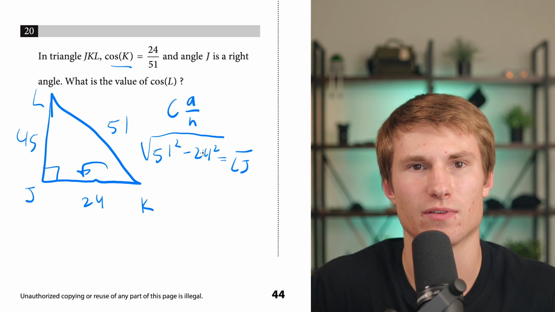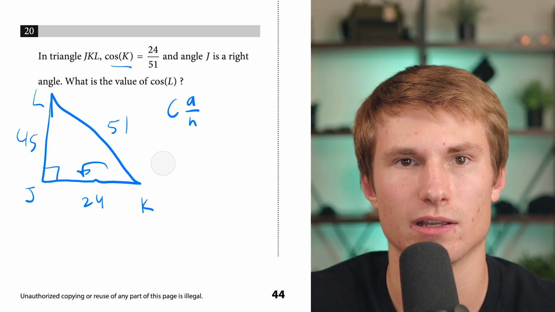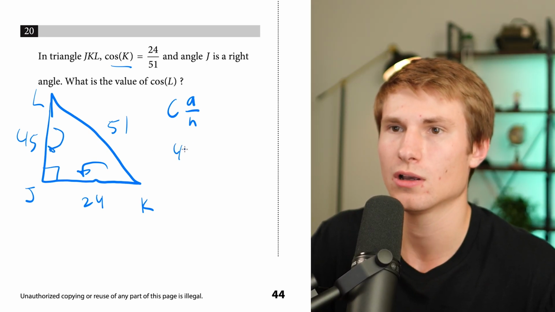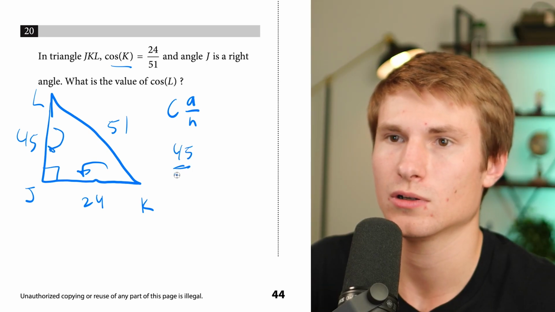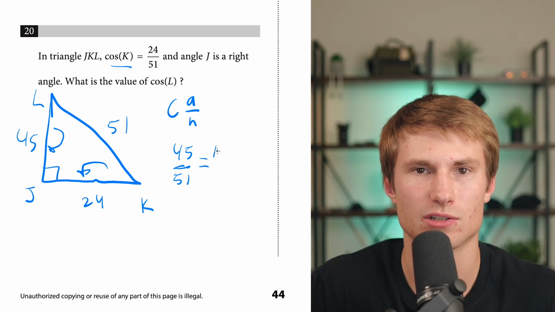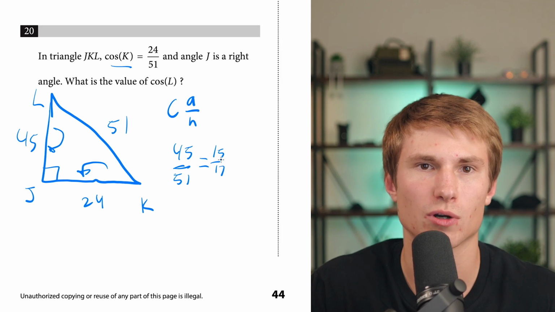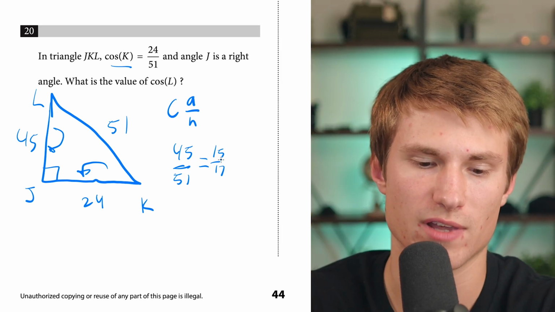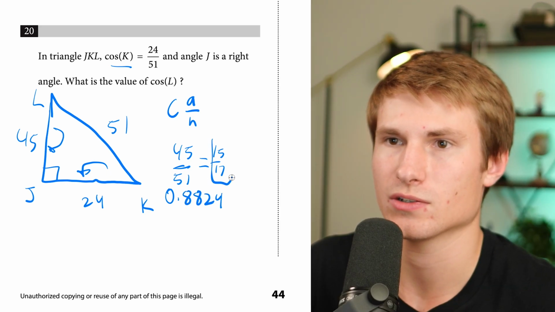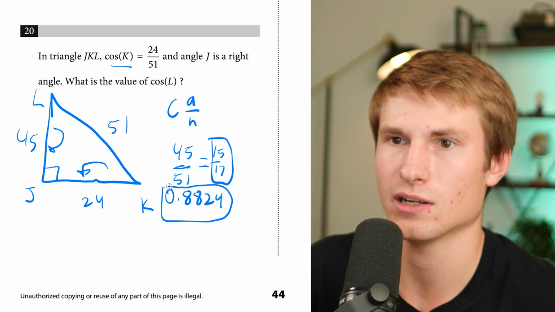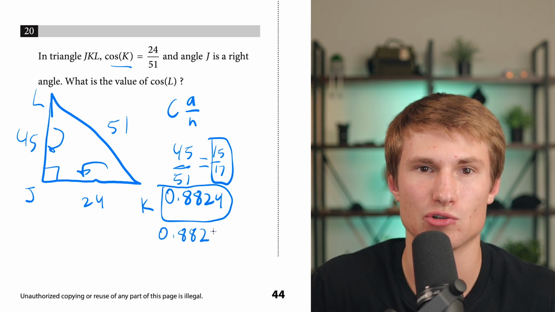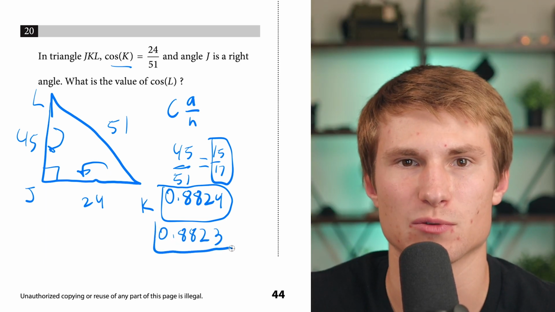Now we're asked for the value of cosine of L. So we can go ahead and have the adjacent, which is 45, over our hypotenuse of 51. So 45 over 51, which can be simplified down if we divide both by 3 to 15 over 17, or you could also put it in your calculator. And if you do that, you're going to get a value of 0.88. So the answers are here and here. And you could also take the value of 0.8823, and that would be accepted as well by the SAT.